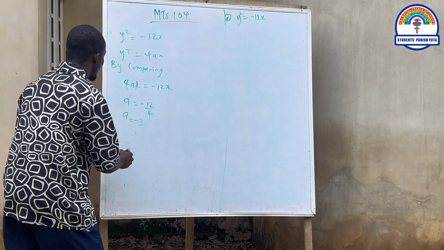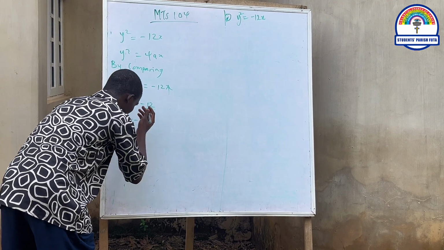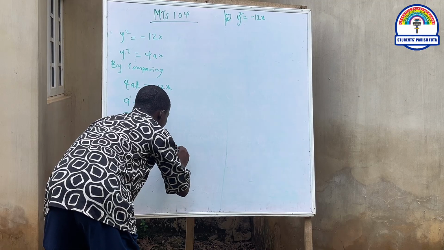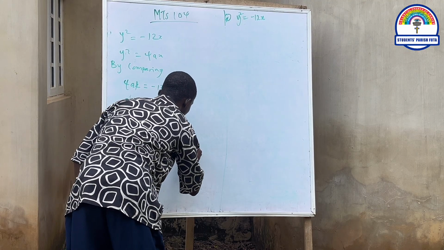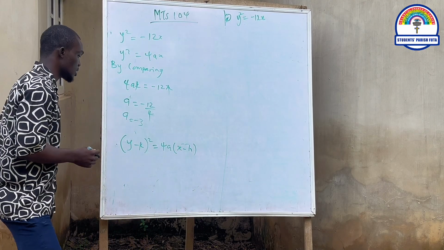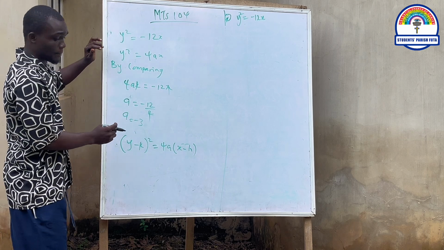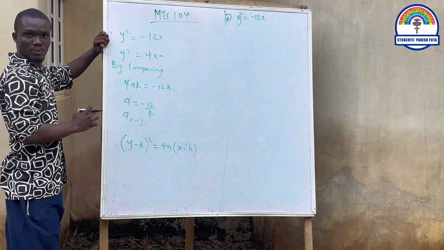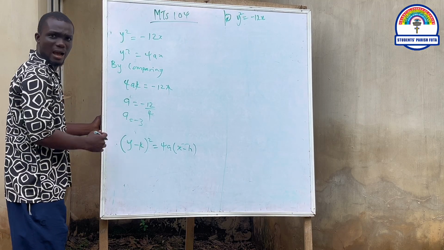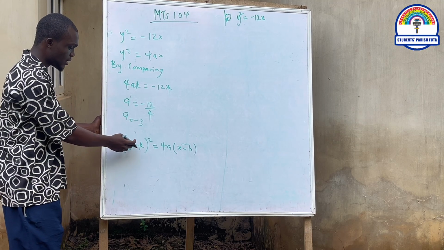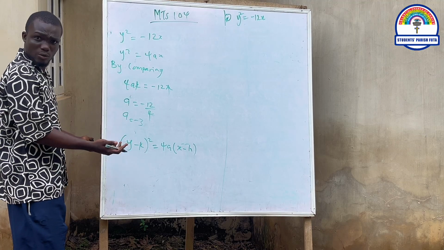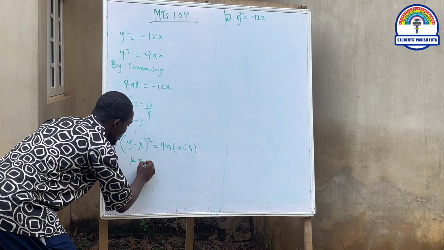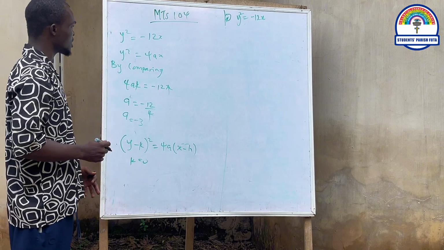Using the formula I used that time, we have y minus k all squared is equal to 4a open bracket x minus h. You understand? All right. So I want to make this side, this y minus k, look like y squared. What do I need to do? If I represent k as 0, we'll be left with y minus 0 is y, right? That's y squared, yes, this place will be y squared and this place will be y squared. That means our k is equal to 0.